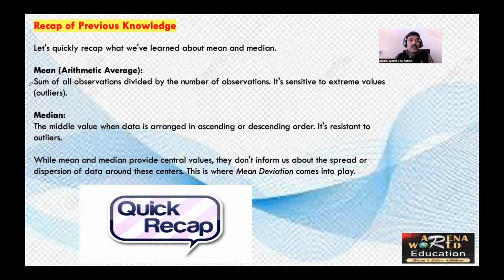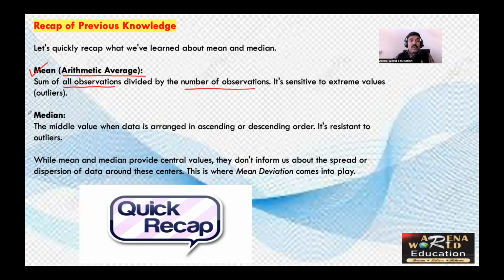If I talk about mean, I think everybody knows about mean. Mean is also called the arithmetic average or simply average. So how to find mean? We find the sum of all the observations and divide it by the number of observations. So this is very easy, right?